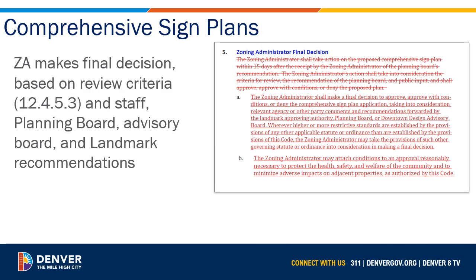The zoning administrator makes a final decision on CSP applications based on the review criteria in Section 12.4.5.3, which are detailed on the next slide, taking into account staff, planning board, advisory board, and landmark recommendations as appropriate.